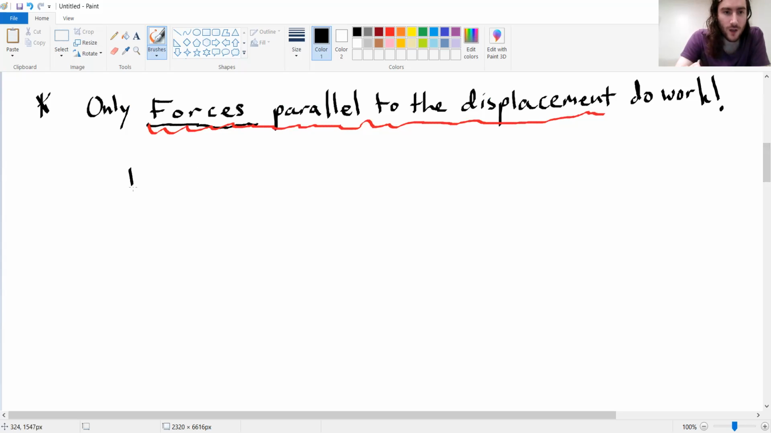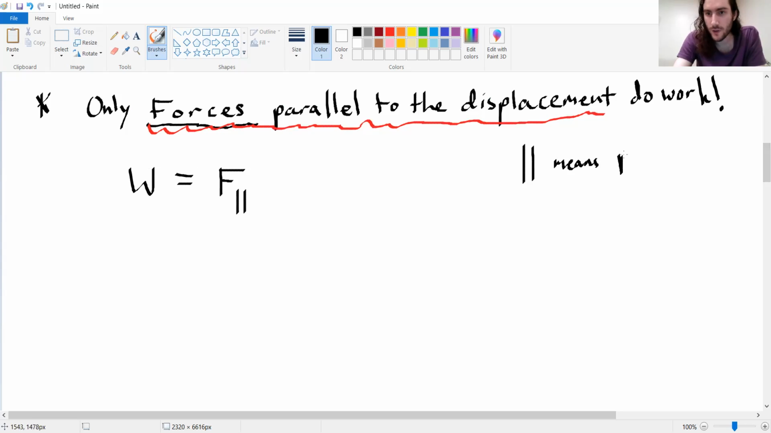We can say that the work is equal to the force that is in the parallel direction. So remember these two bars from your geometry class way back in like 9th grade or whatever. This means parallel, right? So you'll see that notation in the book here and there. I think we've probably already encountered it a couple times. I might have even used it before. Times the displacement delta x. So now it's just the parallel component of the force that does work.